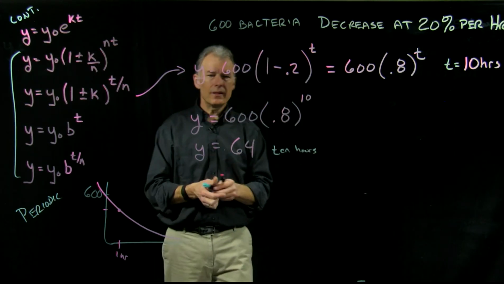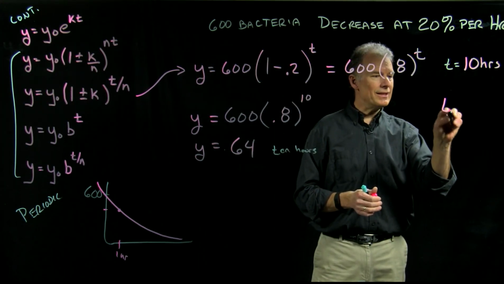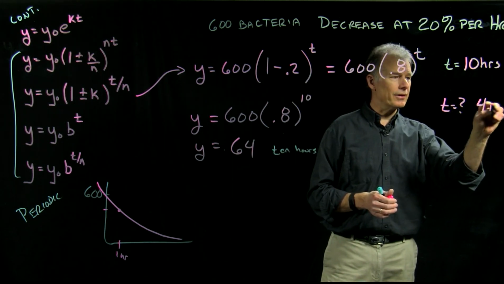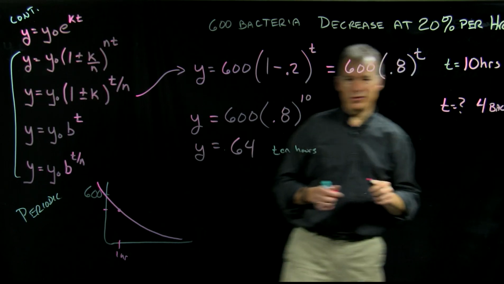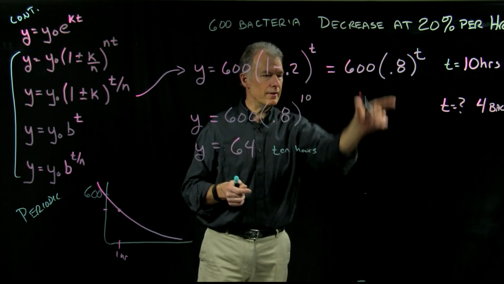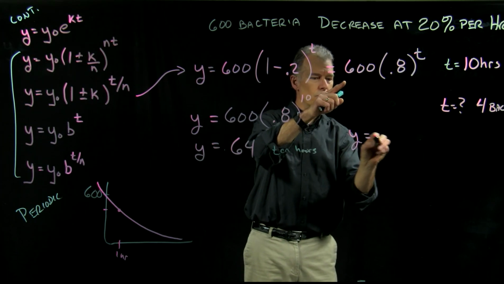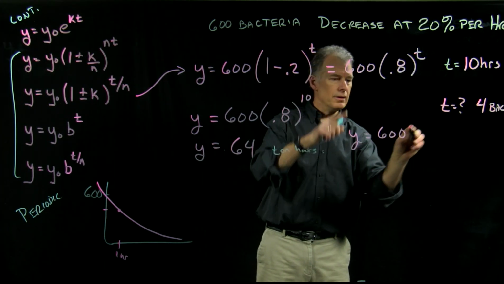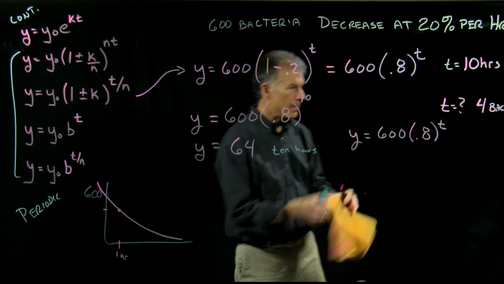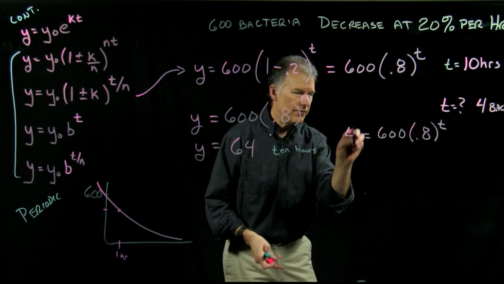Okay, and then how long would it take? Let's see, what would t be until we get down, clear down to just 4 little bacteria left? We've almost got rid of whatever that is, okay? So we're going to come back to this equation right here. I'm going to grab this. I have y equals 600 times 0.8^t. But actually, in this case, we want to know how long it's going to take until we get down to 4. So I'll put my 4 right there.